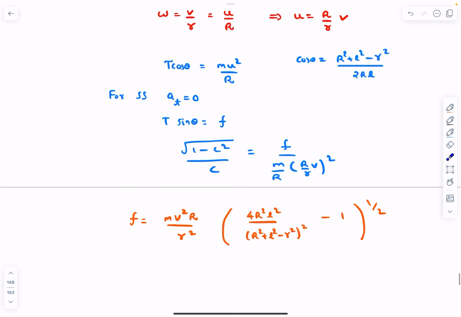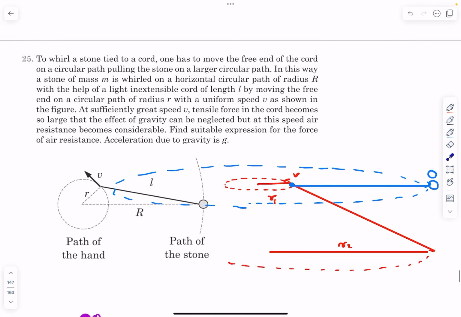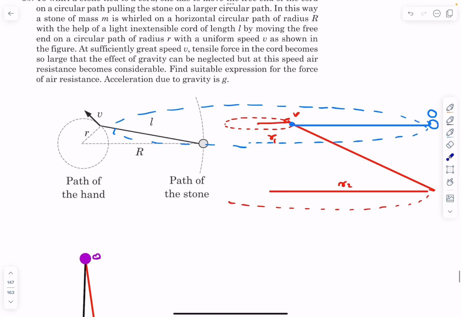You can also find the tension in the cord. All you have to do is substitute cos theta here. So yeah, that's about it for this question. Now let's move to the next one.